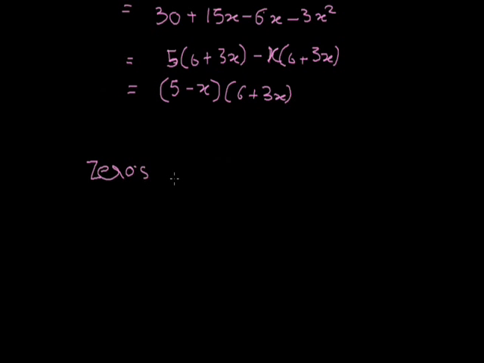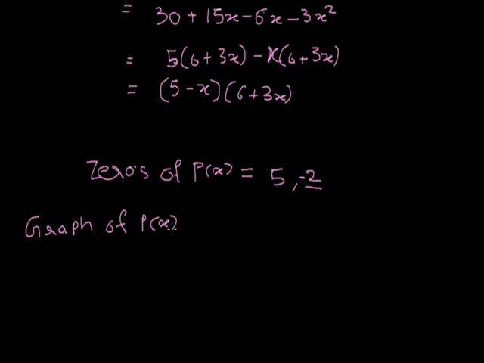zeros of p of x: 5, minus 2. These are the zeros of the polynomial. Now we discuss the graph of the polynomial p of x.